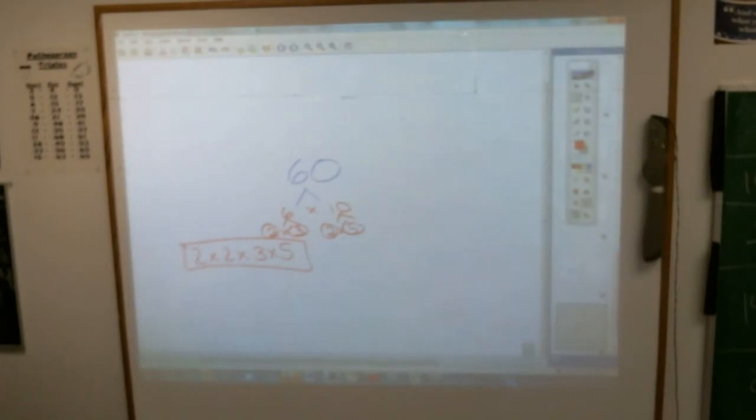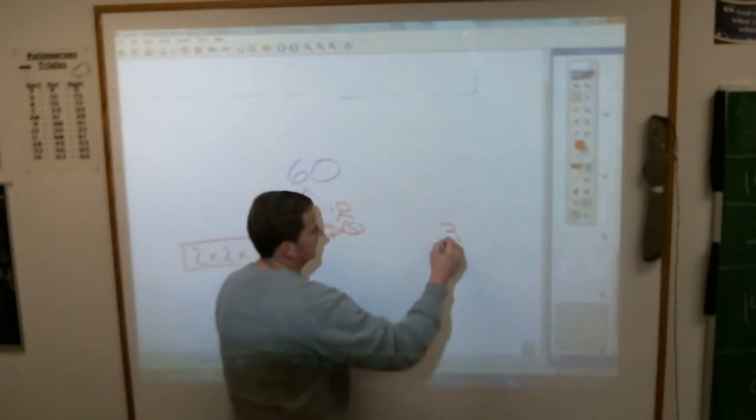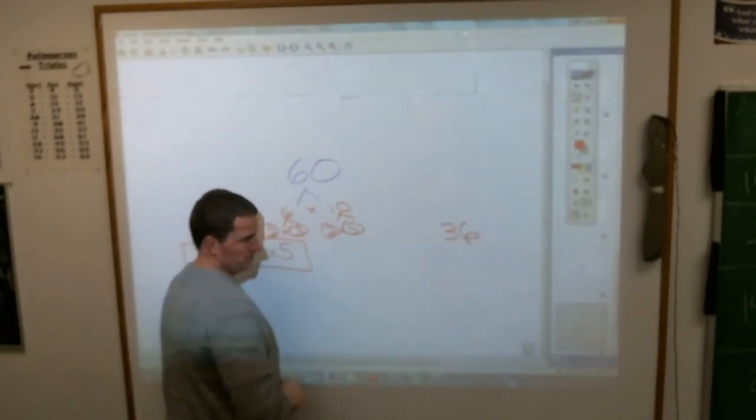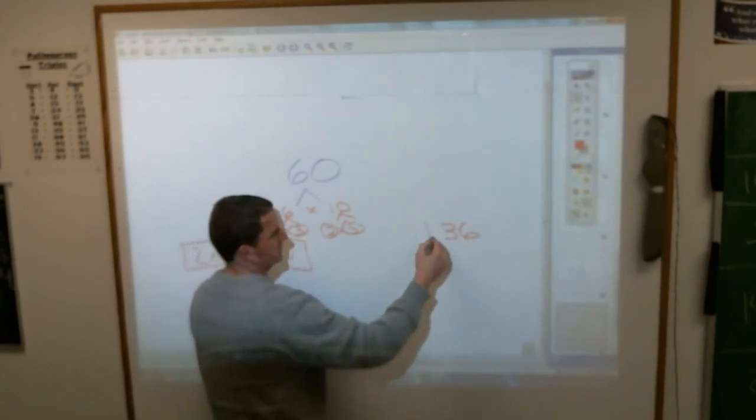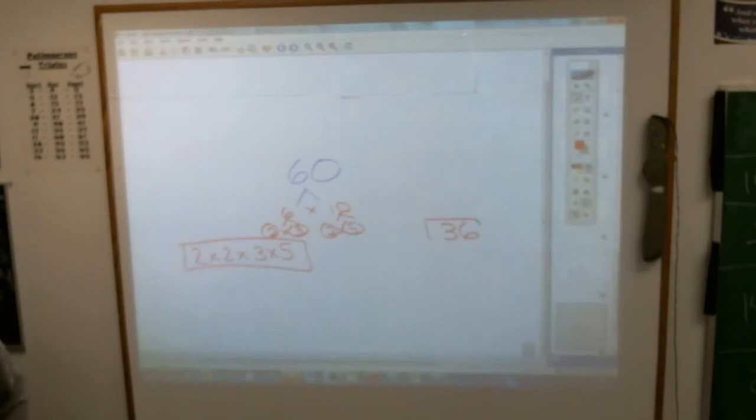Now, one more, doing it as a division by primes. Take 36 and divide it by primes. In other words, put the little division box, think of a prime number that goes into 36, it's even, so you should be able to figure that one out pretty easily. And see if you can figure out how to get the product of primes going that way.